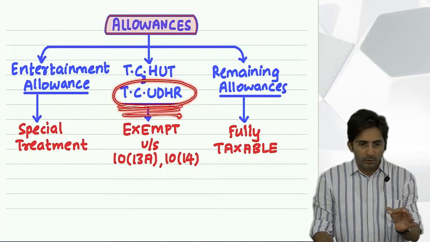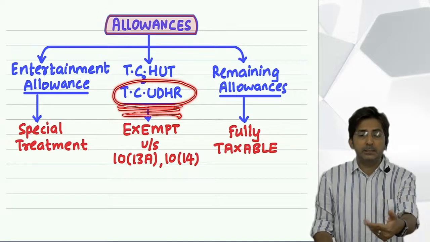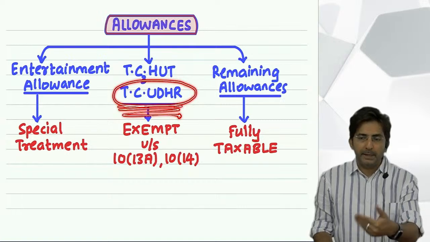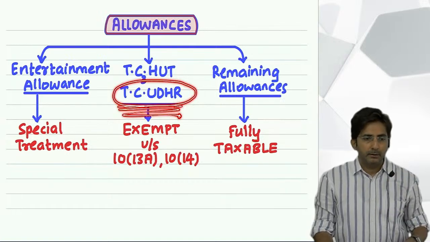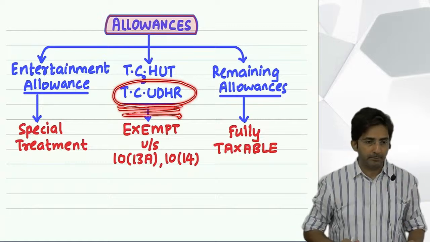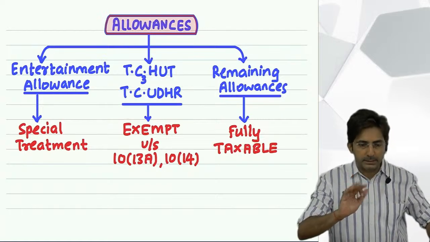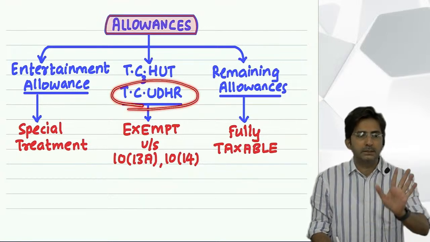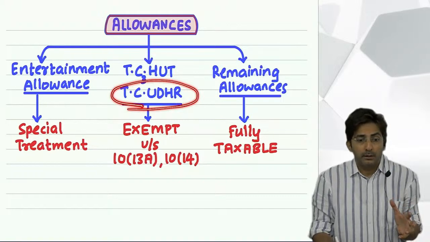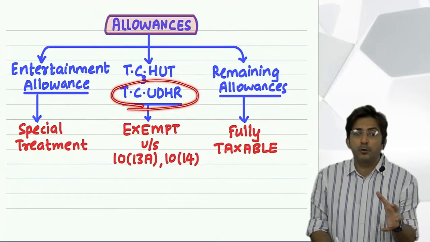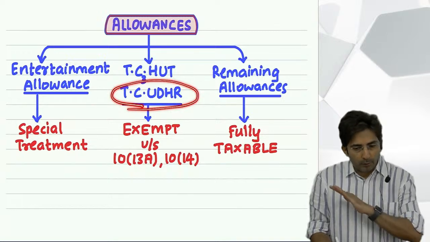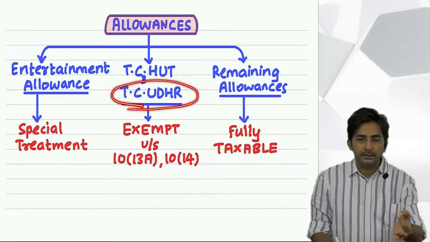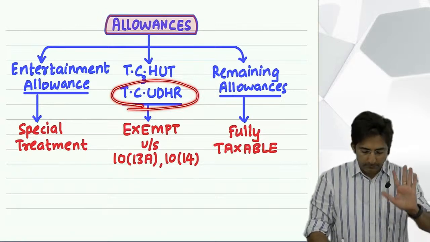You know what is the rule? It will be exempt to the extent spent. For example, boss is giving you 100 and you have spent 50, so 50 will be exempt. To the extent spent, it will be exempt. I'll take an example and make you understand, but right now I want to say is TC Udhar, all the allowances, the rule is same. Means now you don't have to bother that for each allowance some different amounts will come. Now for all the allowances in TC Udhar, the rule is common. Exempt amount is the spent amount. Okay, see with example, wait.